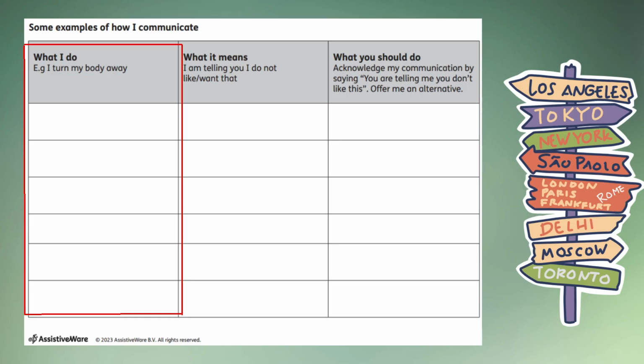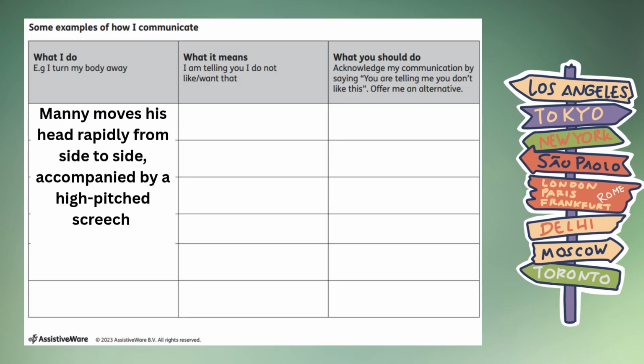The final section is for breaking down the student's communication, interpreting it, and describing how their communication attempt should be responded to. In the first column, the team should define the student's communication behaviors in very specific, objective, and measurable terms. It is important to be as specific as possible here, as subtle differences in communication can mean very different things. For example, rather than saying "Manny makes noise and shakes his head," you should say "Manny moves his head rapidly from side to side, accompanied by a high-pitched screech."